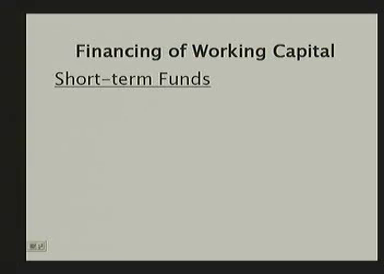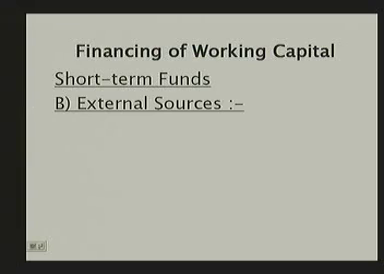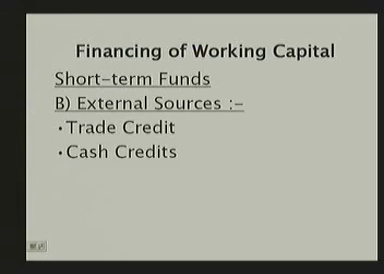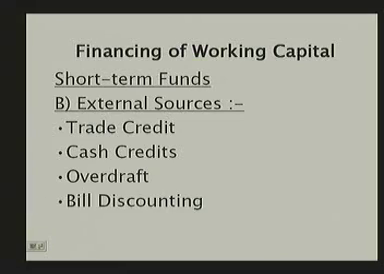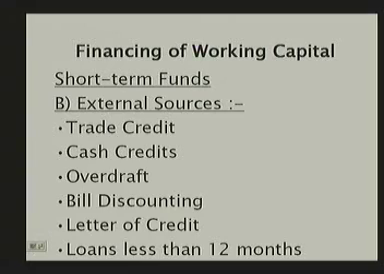Now, moving to another type of short term funds, we have external sources. In that we can see trade credit, then you have cash credits, overdraft facilities, then bill discounting, letter of credit, and finally loans of less than 12 months duration. So, these are some of the sources which are characterized under external sources. Now, we will discuss each of these financing sources in brief in the next few minutes.